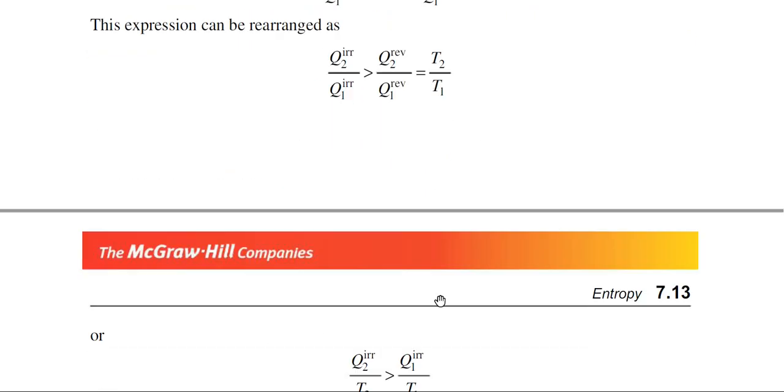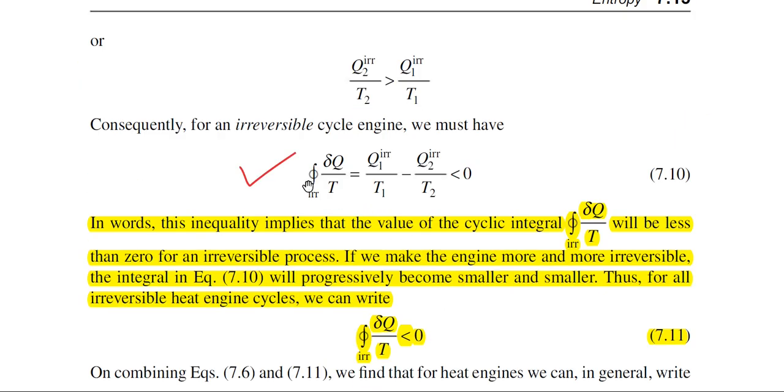In Clausius inequality, a particular formula will be used when you consider the entropy change for either a reversible or an irreversible process. For example, if the process is irreversible, then the closed integration of delta Q by T, the total change of entropy, can be written as Q1 by T1 minus Q2 by T2, which is less than 0 for an irreversible process.